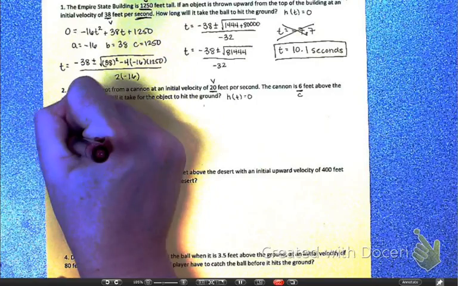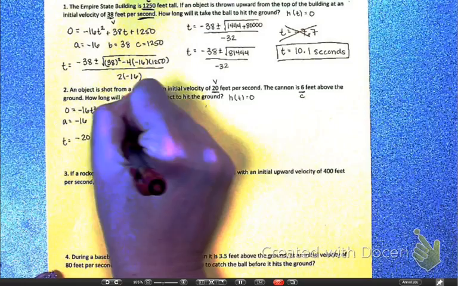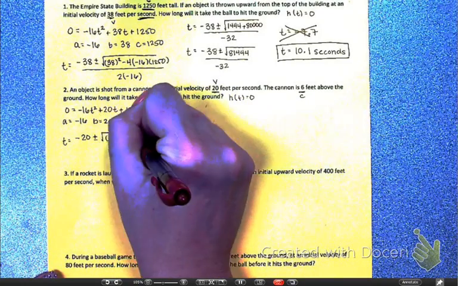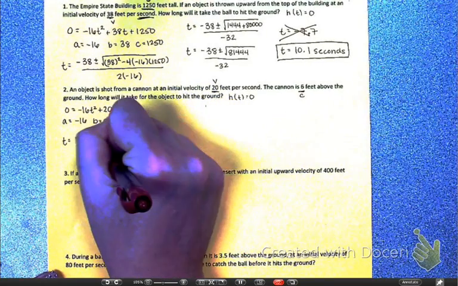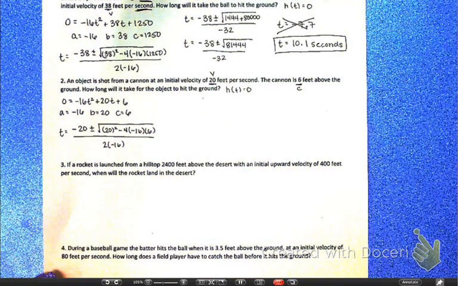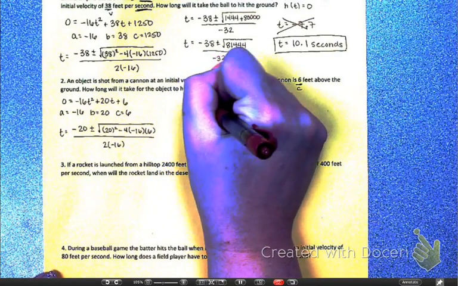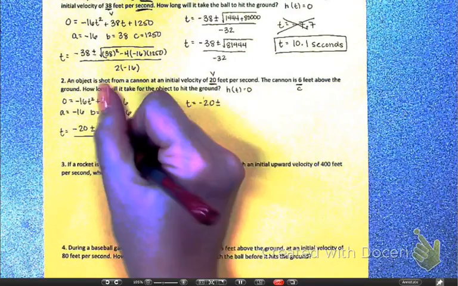So t equals negative b plus or minus the square root of b squared minus 4 times a times c, all over 2 times a. So you're always going to be dividing by 32? Negative 32. For these problems, yeah. So t equals negative 20 plus or minus, okay, so 20 squared is 400, right?